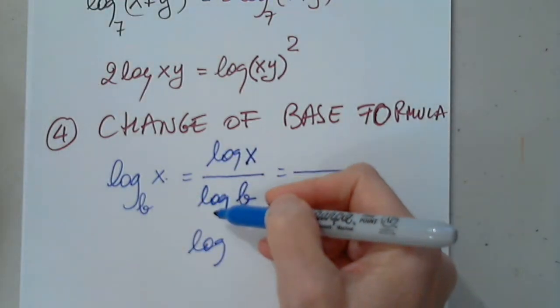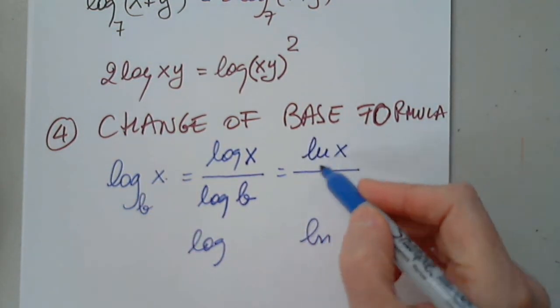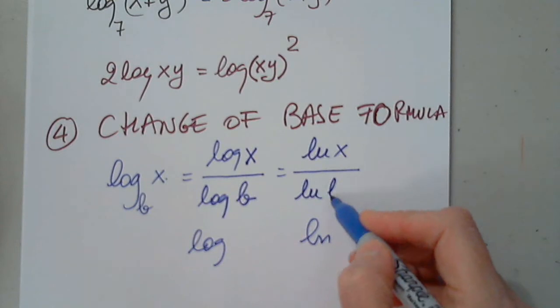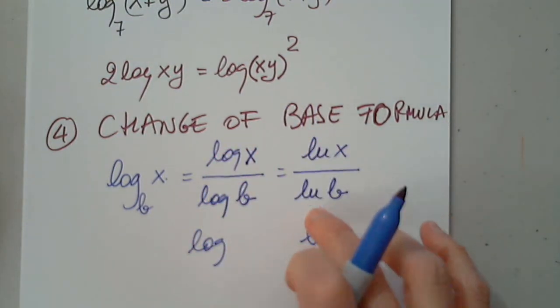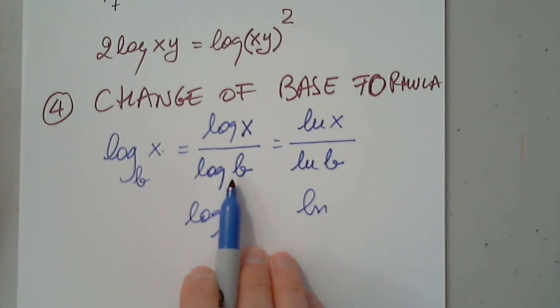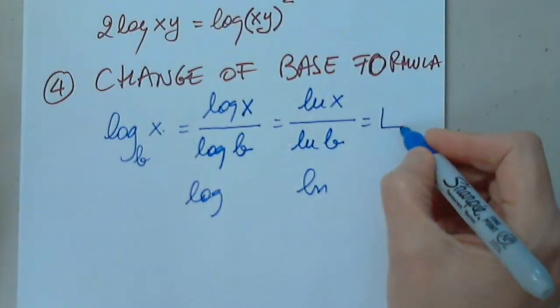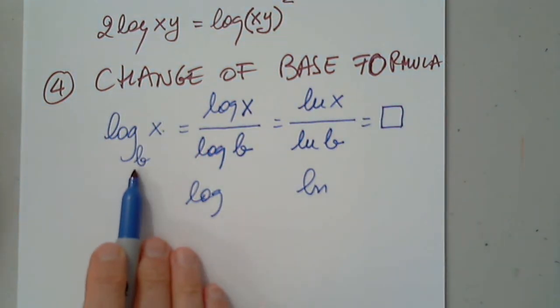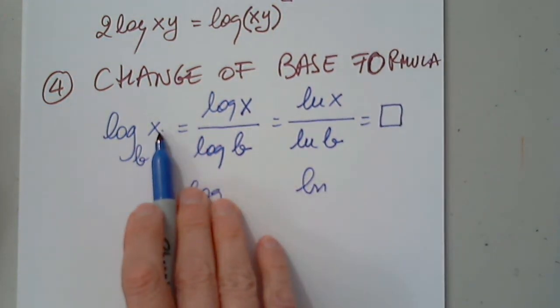Both have to be the same. You cannot swap. And this is natural log x over natural log b. So these two have to be the same log. These two have to be the same log. Log of x and log of the previous base. Okay? We know that this is going to be just one number. The number that we raise b to get x.